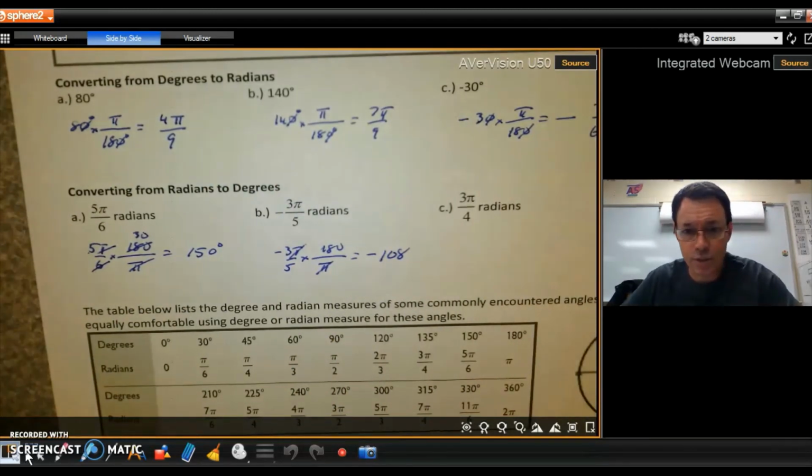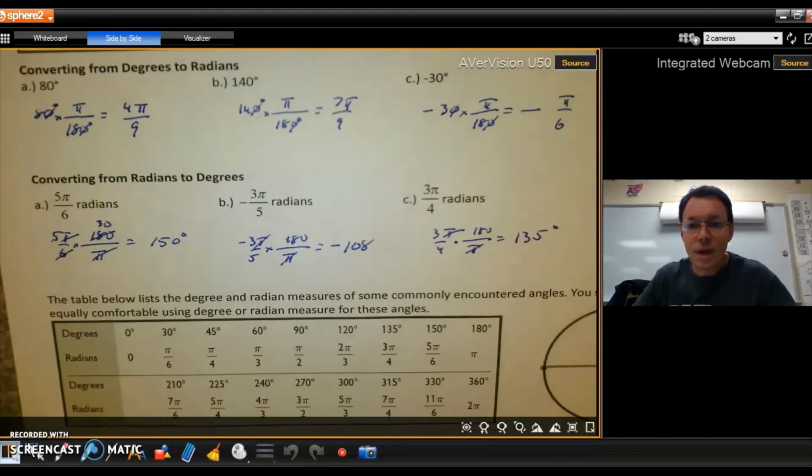Go ahead and try that last one. See if you can figure that one out. I'm going to pause this. All right, and you should have gotten 135 degrees when you did that.